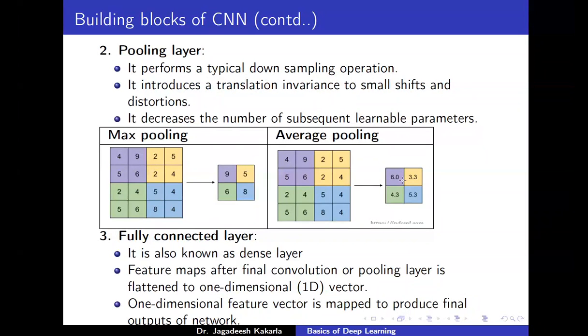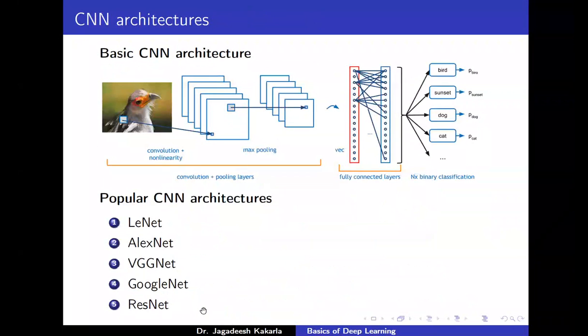It is also known as a dense layer. The feature map after the first convolution and pooling layer is flattened to one dimensional, because you have the 2 by 2, and all this you will give to the dense layer, then it will make it into one dimensional. So the one dimensional feature map is mapped to produce the final outputs of the neurons. Now listen carefully. Whatever the image I have given, we will do the convolution and the max pooling and then finally we will predict.